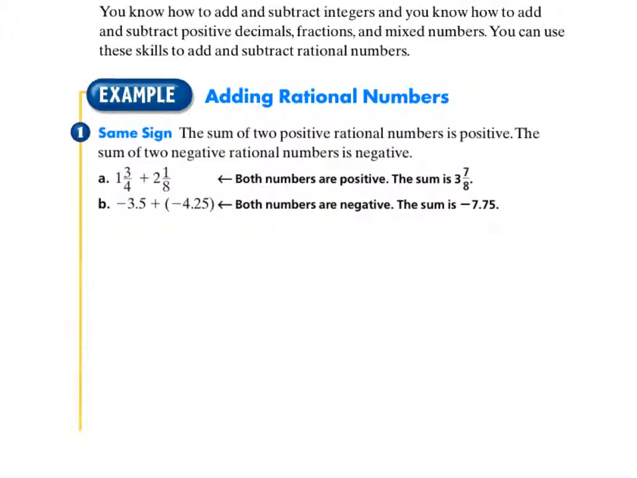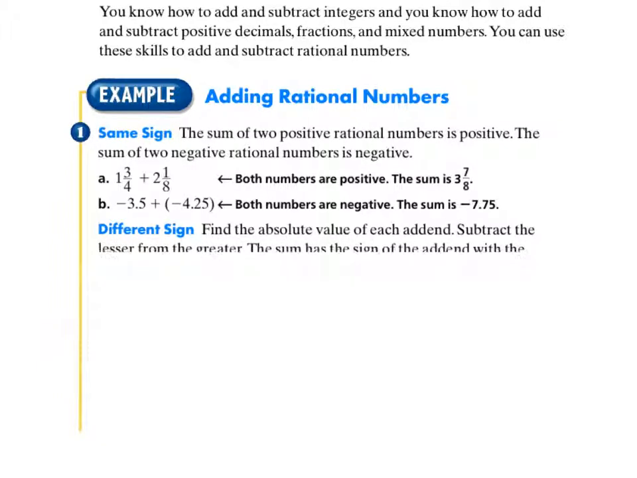If we have negative 3.5 plus negative 4.25, both numbers are negative, so my answer will be negative, and then 3 plus 4 is 7, and 0.5 plus 0.25 is 0.75, so we get an answer of negative 7.75. Now, if they have a different sign, you find the absolute value of each addend, subtract the lesser from the greater, and then the sum has the sign of the addend with the greatest absolute value.